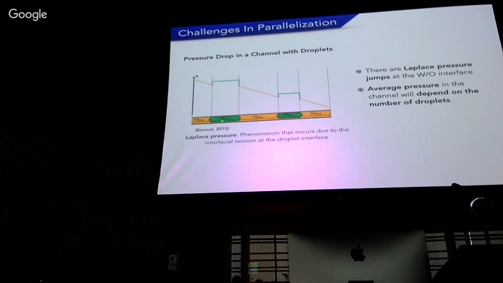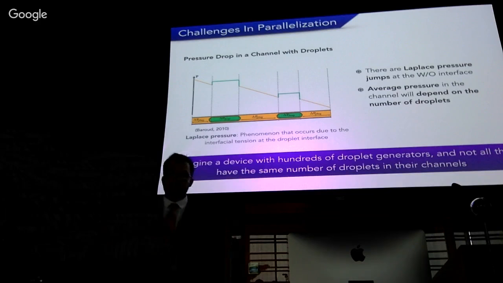You have a microchannel and you have droplets. When you plot the pressure drop across this length, you'll see that at the interface you'll have spikes or increments in the pressure. And this is due to Laplace pressure jumps. Laplace pressure is a phenomenon that happens due to the interfacial tension, because you need to maintain this shape, right?